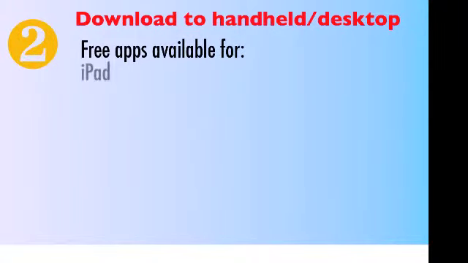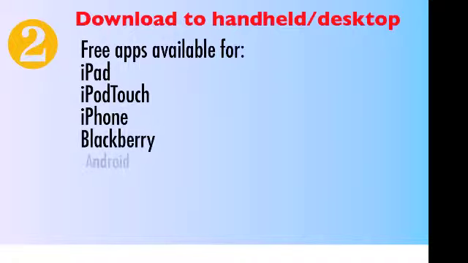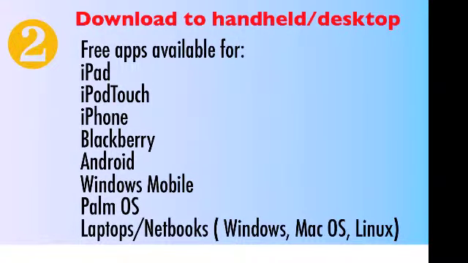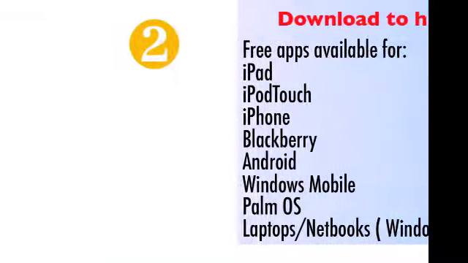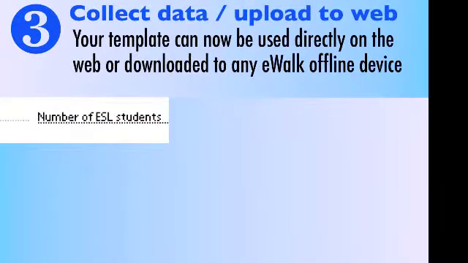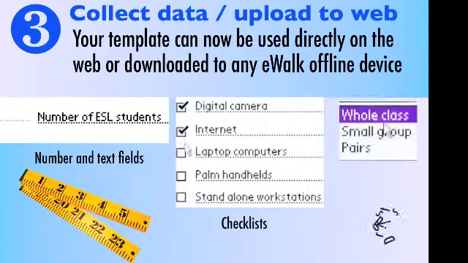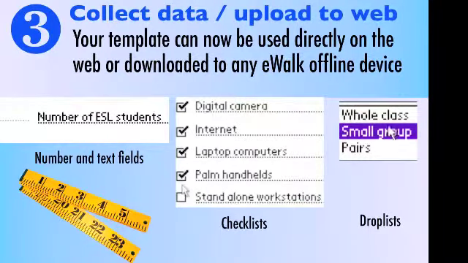When using a handheld or mobile device, you can download your templates and your staff lists and even student lists at will. We provide free applications that run on the iPad, the iPod Touch, the iPhone, the BlackBerry, the Android, Windows Mobile, Palm OS, and laptops, netbooks, whether they use Windows, Mac OS, or Linux. Once you have your device loaded with your data and your templates, you can then proceed to collect data.